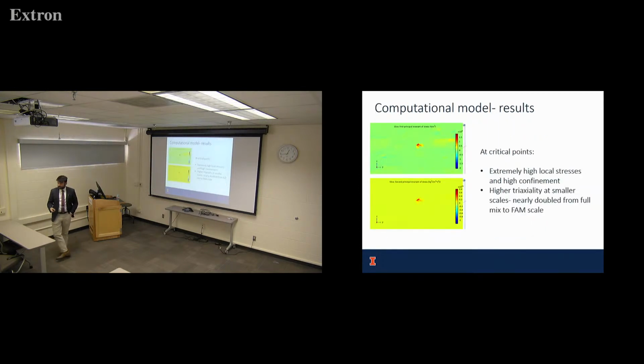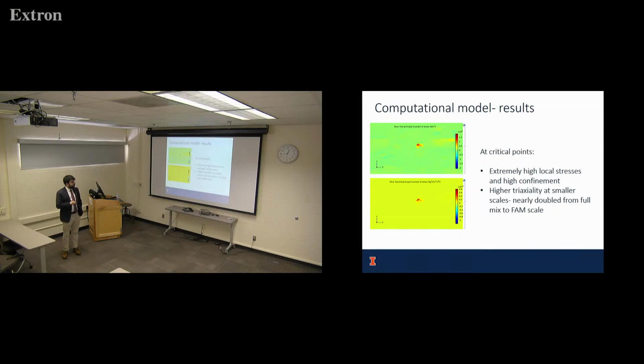So what did we find here? We called these critical points, where we found almost stone-to-stone contact with just a very thin film of binder between. We found extremely high local stresses, sometimes 10 times as much local stress as the bulk stress that we applied. And we found high confinement, meaning high triaxiality at those points, very high hydrostatic stress.